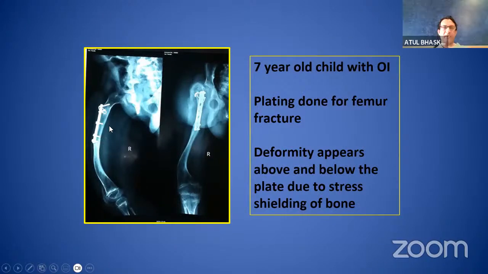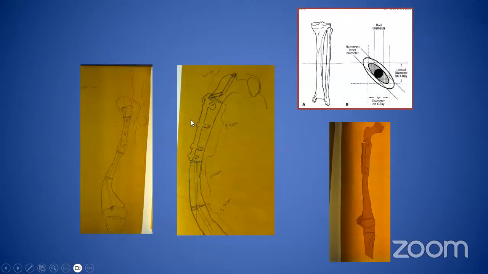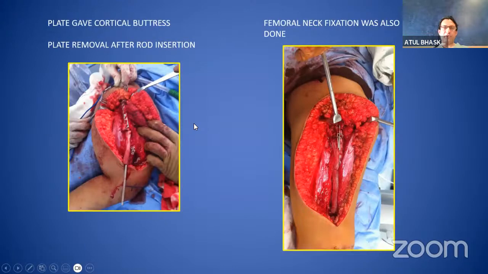This is a child who had a plating done for a metabolic bone disease. He was actually OI, and then he started to bend below the plate because of stress shielding. In the initial days, we would plan like this on a true length X-ray, then do the measurements and use the appropriate size nail and rod. This child actually preserved the plate so that we could make a canal, and this plate served as a cortex. Had I removed the plate, it would have got perforated. So we kept the plate, passed the rod inside, and then did that Wagner's osteotomy, and then removed the plate so that the plate gave us that kind of buttress.